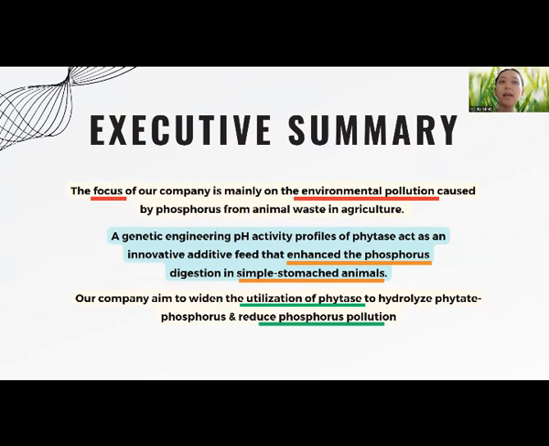A genetically engineered pH activity profile of phytase acts as an innovative feed additive that can enhance phosphorus digestion in simple-stomach animals such as chicken. Our company aims to widen the utilization of phytase to hydrolyze phytate phosphorus and reduce the phosphorus pollution, which may contribute to water pollution and environmental pollution.